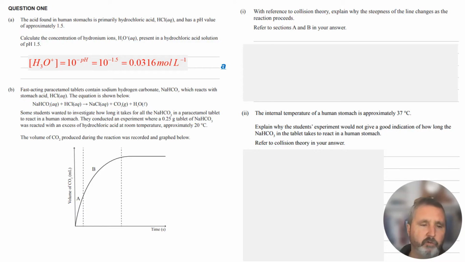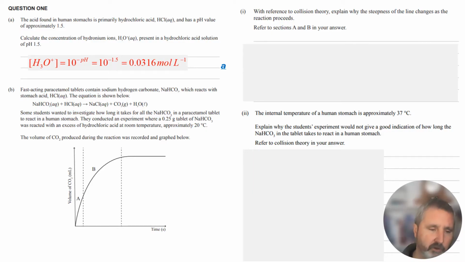Now, some students want to investigate how long it would take for the baking soda and the paracetamol tablet to react in the human stomach. They conducted an experiment where a 0.25 gram tablet of sodium hydrogen carbonate was reacted with the excess hydrochloric acid at room temperature. That's 20 degrees approximately. The volume of carbon dioxide produced was plotted. So here's our graph.